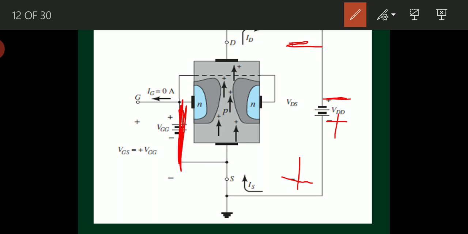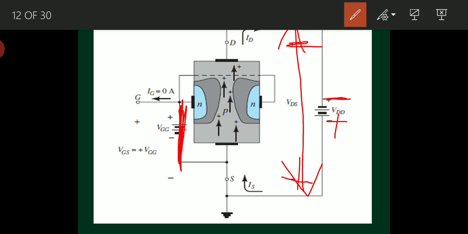So VGS equal to 0 means source and gate are short circuited, and some negative voltage VDS is applied such that the positive terminal of VDD is connected to the source terminal and the negative terminal of VDD is connected to the drain terminal. VDS means voltage across drain and source, and this voltage is equal to VDD, since there is no other passive component in between VDS and VDD.